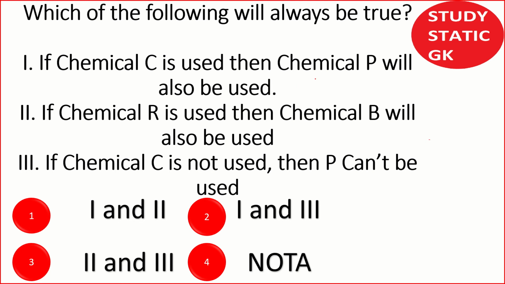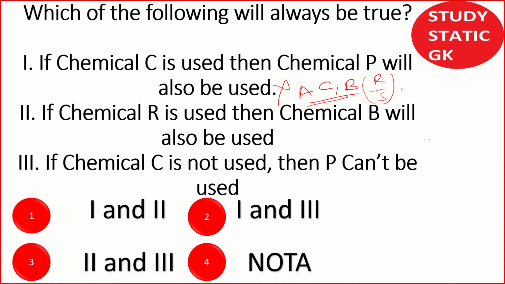So chemical C is used, right? P will also be used. So without P, we'll try to form a compound. So yes, with one of the R and S, maybe one stable compound, ACP, maybe. So without P, we are able to form the compound. So it's a false condition.